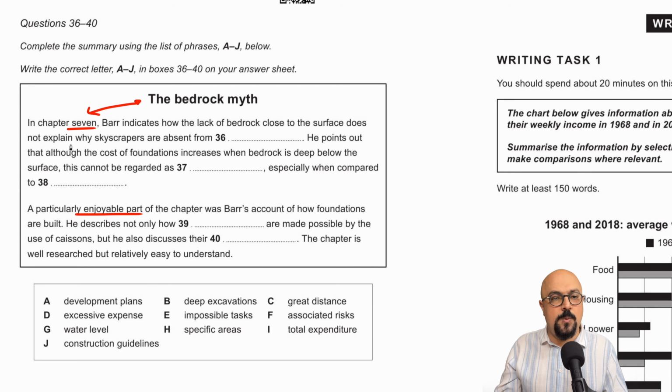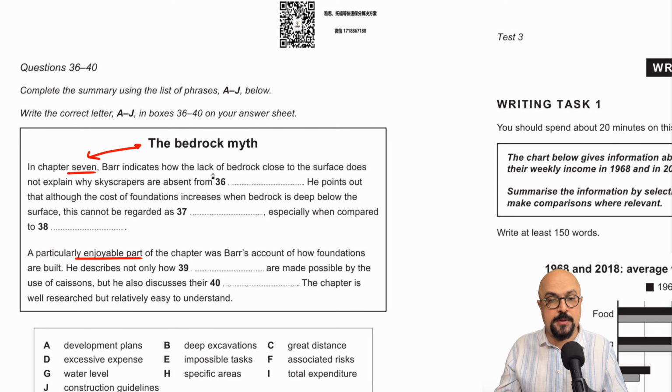Does not explain why skyscrapers are absent from. So we need an area. Maybe specific areas. We need a place. These are not places. This is the only place we have. Okay, for now I write H, and I'll go to the text to check later to make sure.